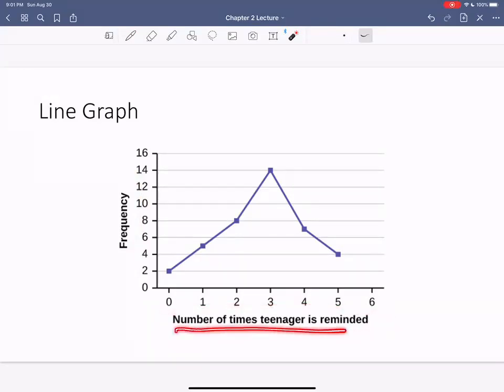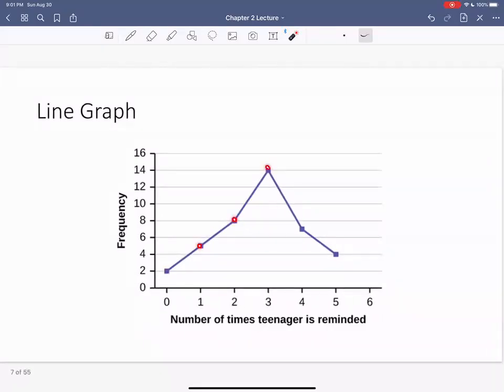It says the number of times a teenager is reminded, I believe it's to do the chores or something like that. And then you have the frequency. So they're not reminded at all, there's 2 of them. They're reminded 1 time looks like 5, and so forth. And you can see that the frequency values are all here, and then they're connected by lines, hence the word line graph.